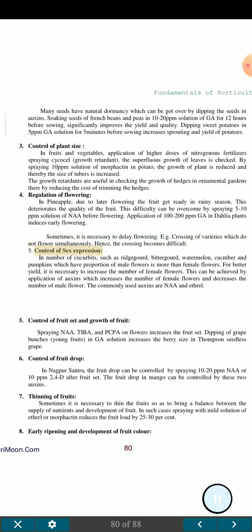5. Control of sex expression. In a number of cucurbits, such as ridge gourd, bitter gourd, watermelon, cucumber and pumpkins, the proportion of male flowers is more than female flowers. For better yield, it is necessary to increase the number of female flowers.